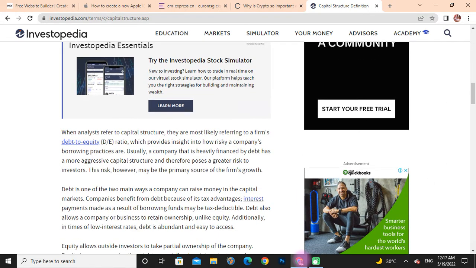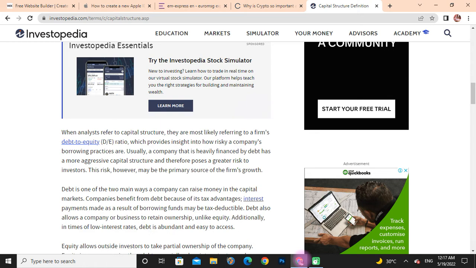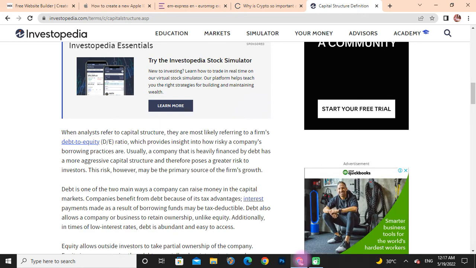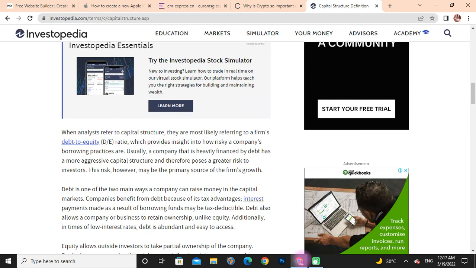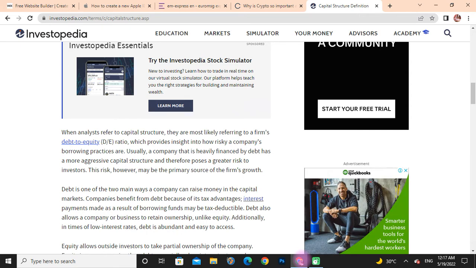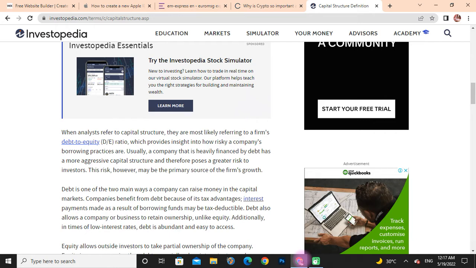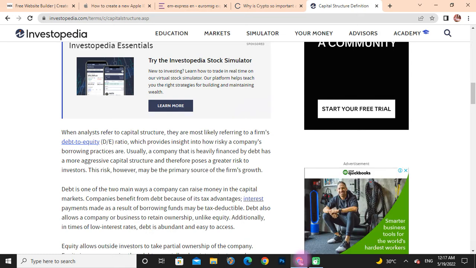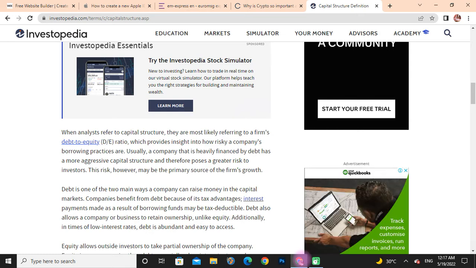When analysts refer to capital structure, they are most likely referring to a firm's debt to equity (D/E) ratio, which provides insight into how risky a company's borrowing practices are. Usually, a company that is heavily financed by debt has a more aggressive capital structure and therefore poses a greater risk to investors. This risk, however, may be the prime source of the firm's growth.